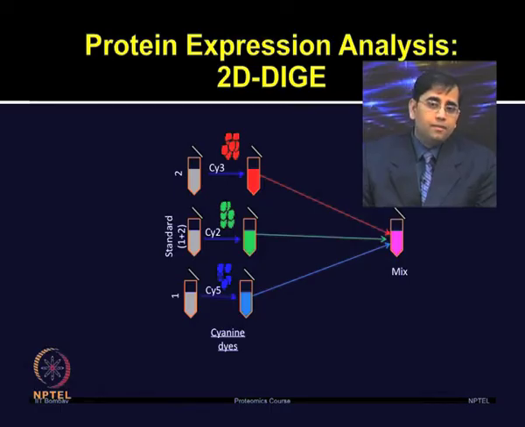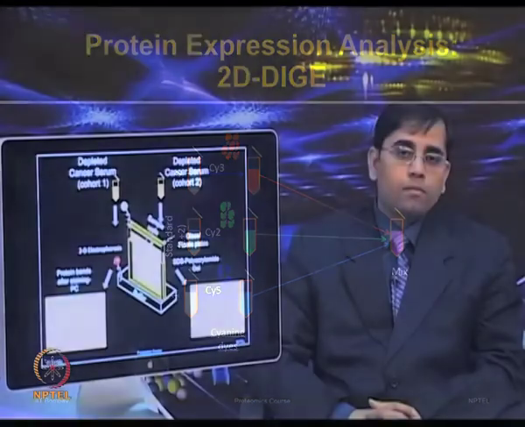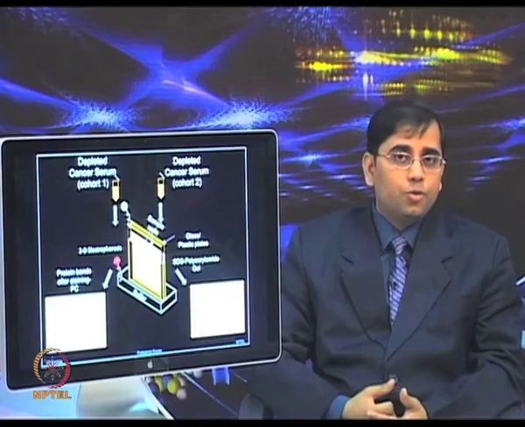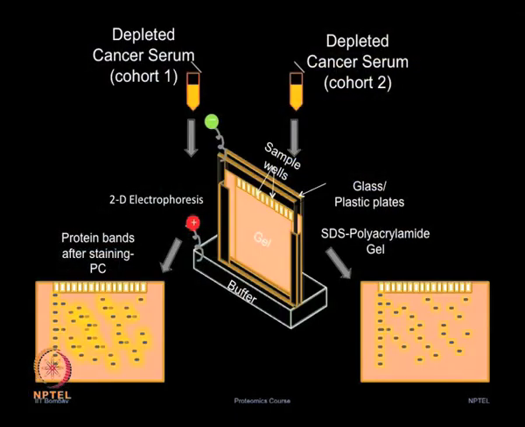As you can see in the slide, these samples were first labeled with the Cy3, Cy5 and also the internal reference pools were made, which were labeled with the Cy2 dyes. These samples were then further mixed. The depleted cancer serum from first cohort of Gleason score 5 and second cohort of Gleason score 7, those were mixed, separated in the first dimension and followed by proteins were separated in the second dimension.